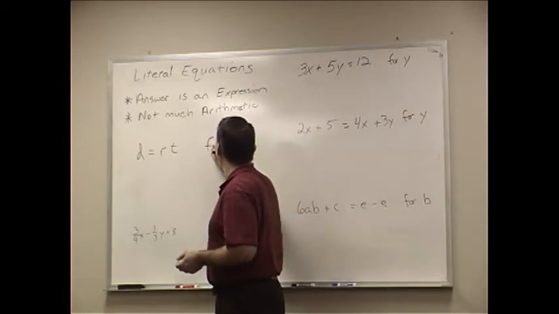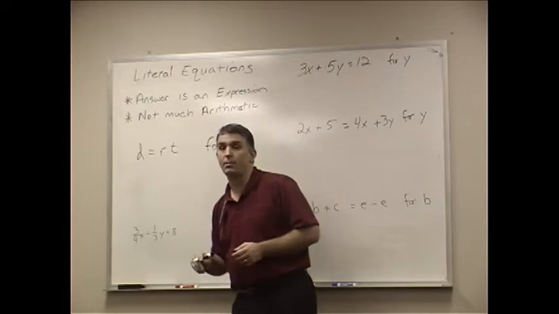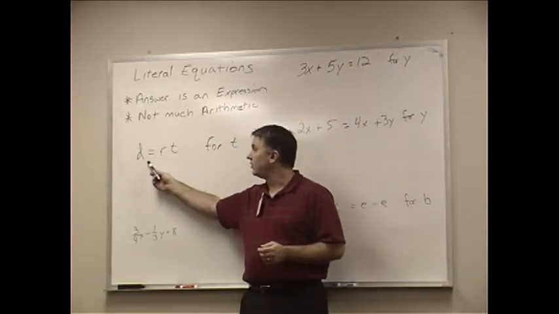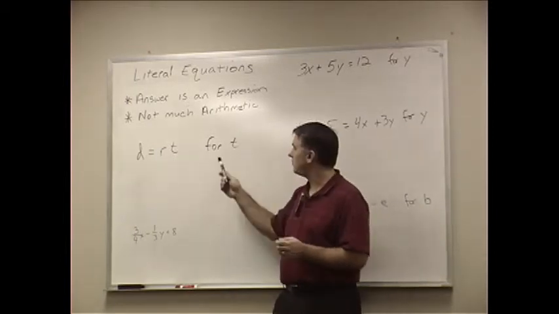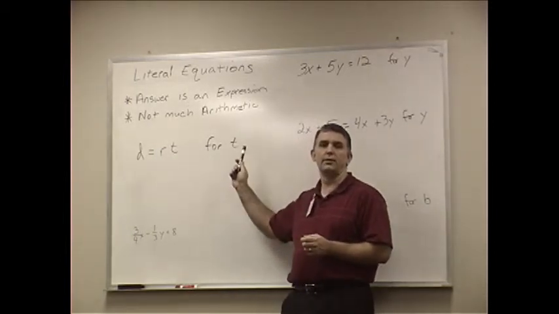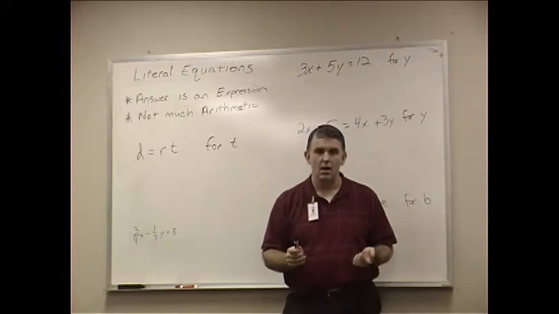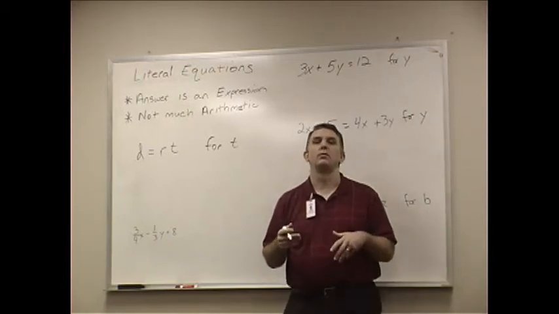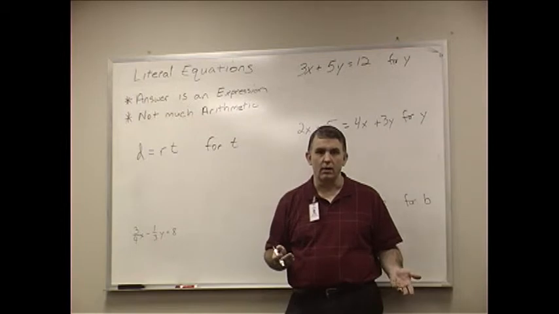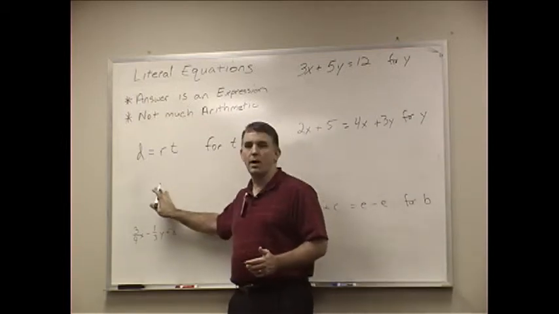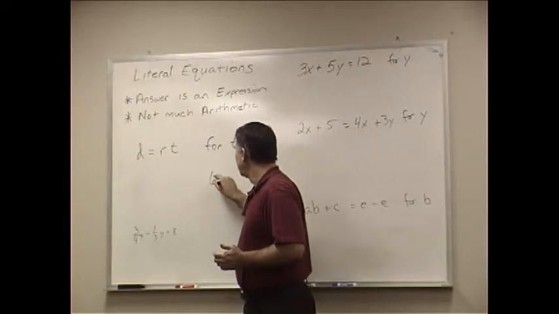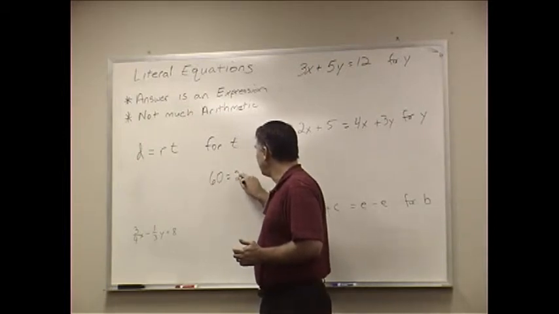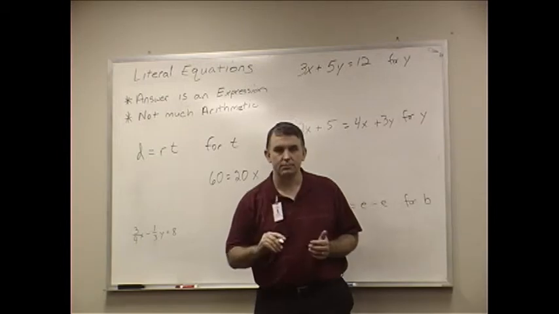All right. Now, for the first example, I've got distance equals rate times time, d equals rt, and we want to solve this for t. All right, if we want to solve it for t, it means we want to get t by itself. Now, for a moment, I want to write this right here. I want to write 60 equals 20x.